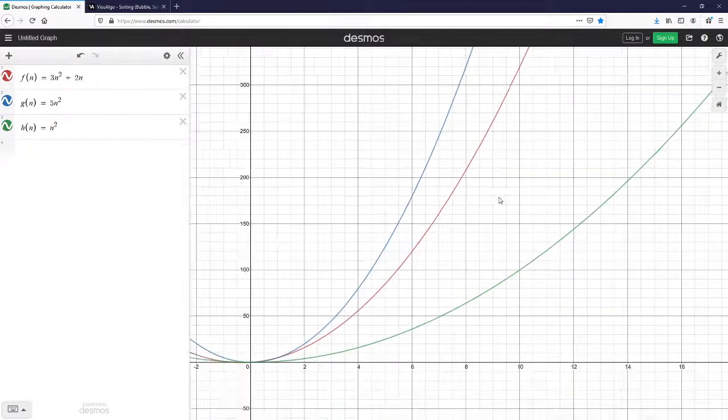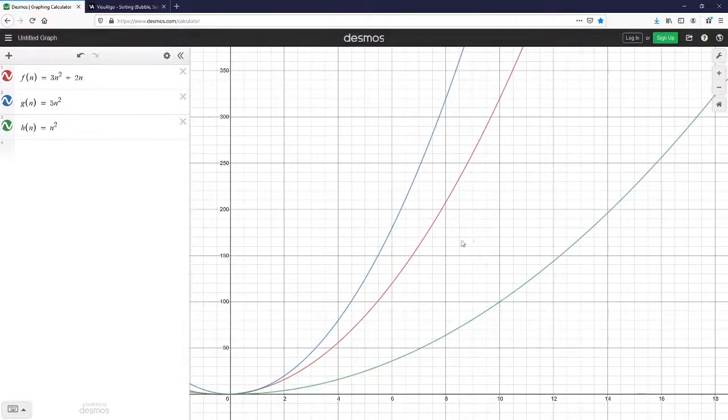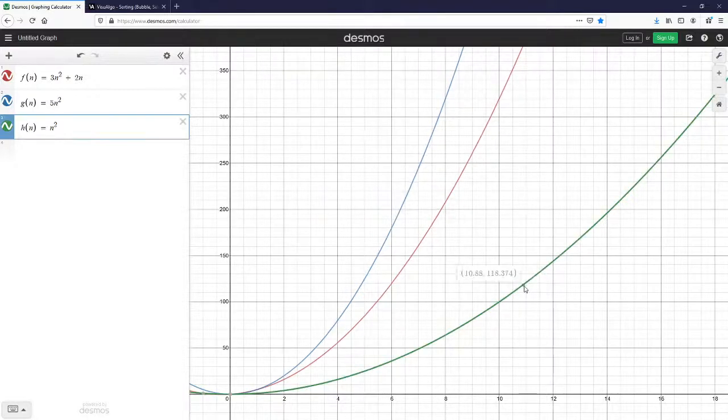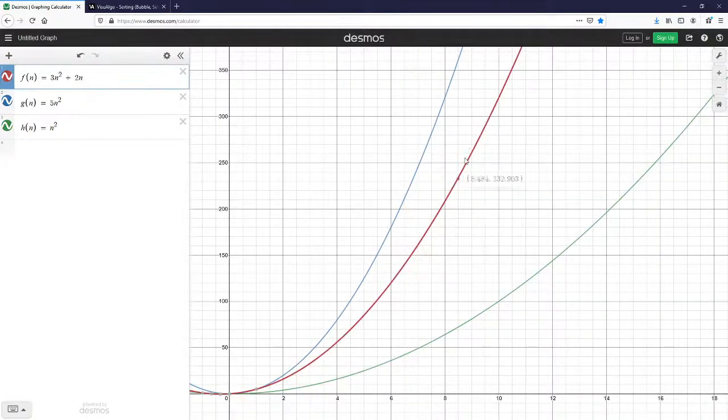That's the good news about big theta: it gives us what's called a tight bound. As long as the red function stays between the blue and the green function, where the blue function is the overestimate and the green function is the underestimate, and both are quadratic functions, we get to say that 3n squared plus 2n is theta of n squared.